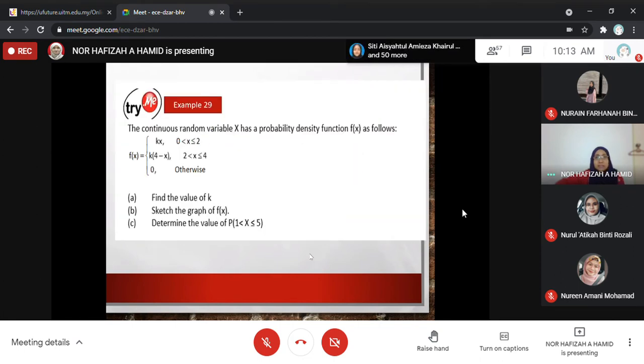okay, so you have probability density function fx. So we have two functions kx and k4 minus x, and then the interval will also have 2, 0 until 2 and second is 2 until 4. For A, we need to find the value of k. So sama macam yang previous example 28. Okay, so kalau nak calculate value of k, mana you kena totalkan the integrations tu must equal to 1.